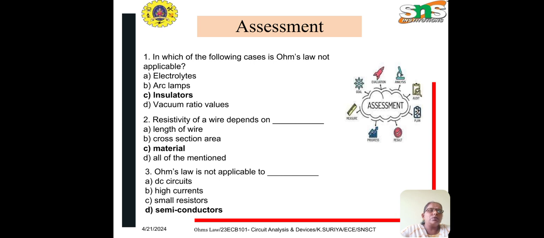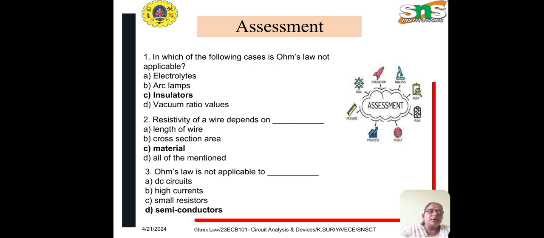Hope you have understood Ohm's law. So let us take some assessment questions. In which of the following cases is Ohm's law not applicable? Electrolytes, arc lamps, insulators, vacuum tube valves. Yes, we know that Ohm's law is suitable only for metallic conductors, so it is not applicable for insulators. So the answer here is insulators.